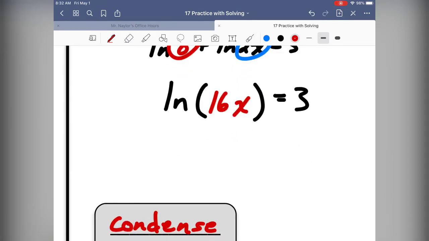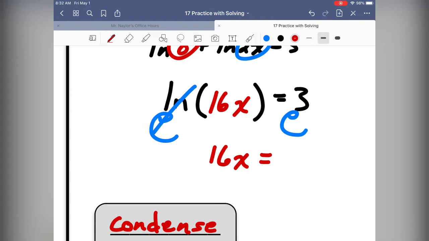But now we can undo, we can base both sides. We can undo the log with a base e. Now, why am I using a base e? Because that's the one that's going to cancel with an ln. And, of course, that leaves us with just the 16x. It also leaves us with e to the 3rd power.